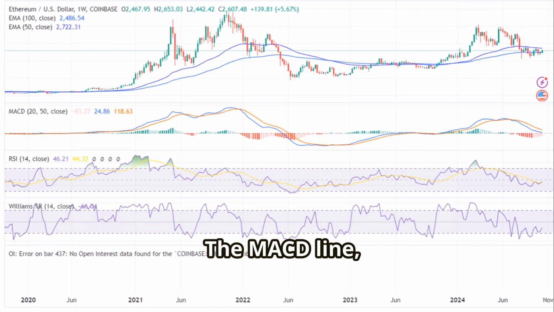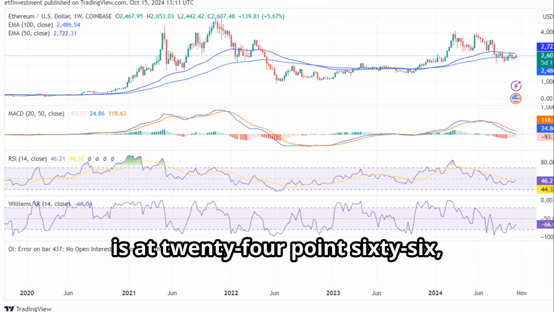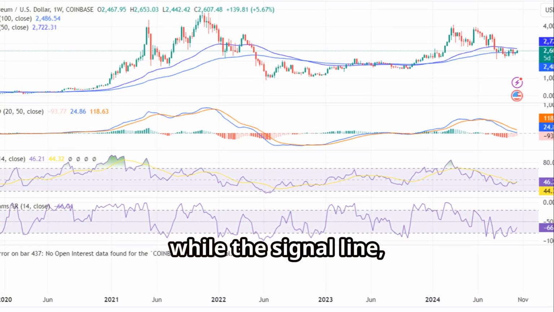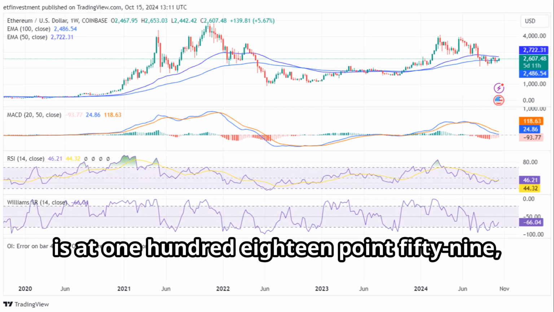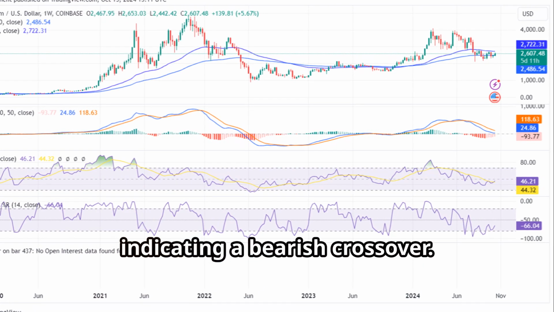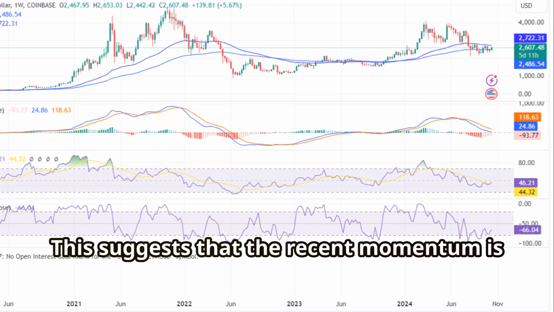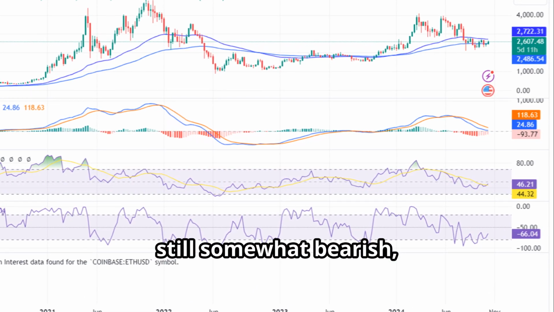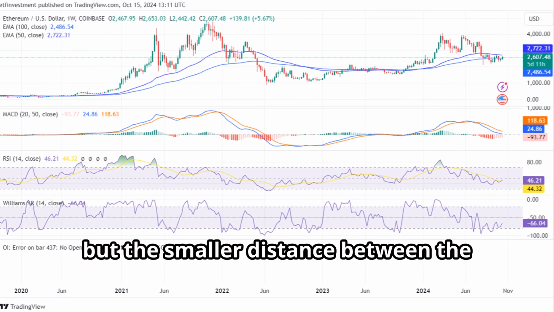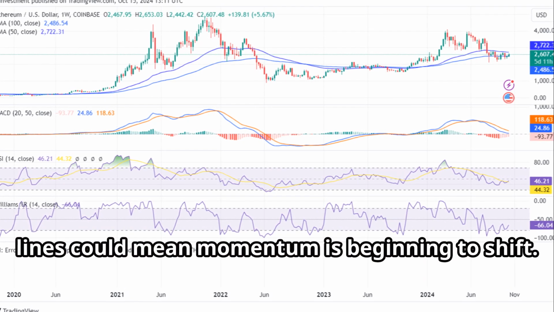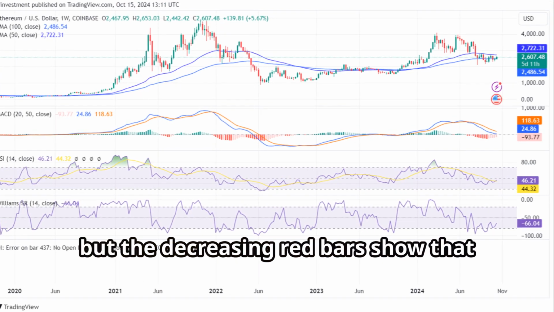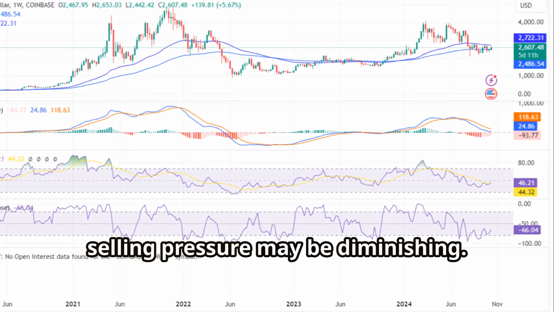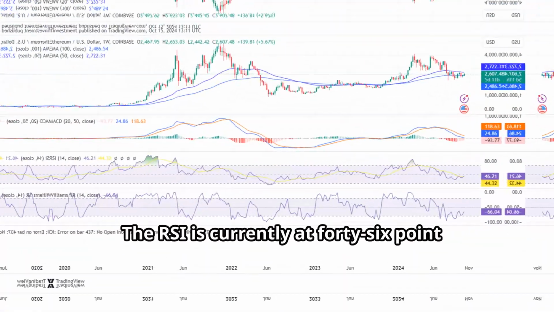The MACD line, which is orange, is at 24.66, while the signal line, which is blue, is at 118.59, indicating a bearish crossover. This suggests that the recent momentum is still somewhat bearish, but the smaller distance between the lines could mean momentum is beginning to shift. The histogram is negative, but the decreasing red bars show that selling pressure may be diminishing.